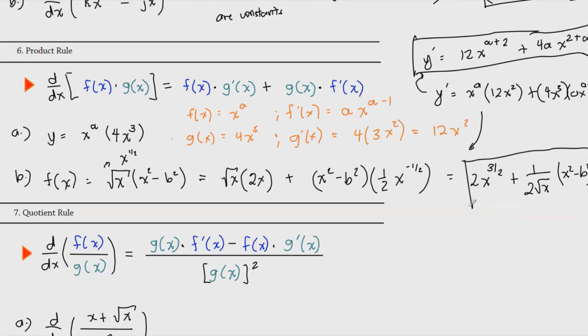So this is the answer. By the way, if you'll be writing this as your answer, you also have to equate this to f prime of x, since that is the Lagrange notation of the derivative of this function.